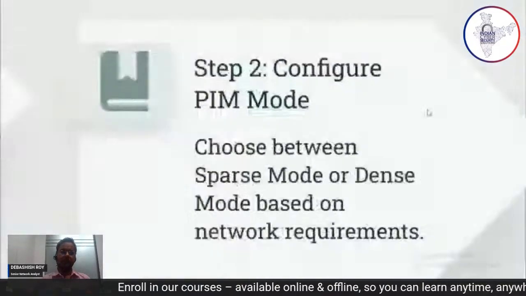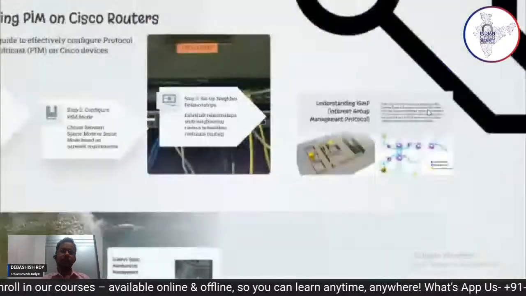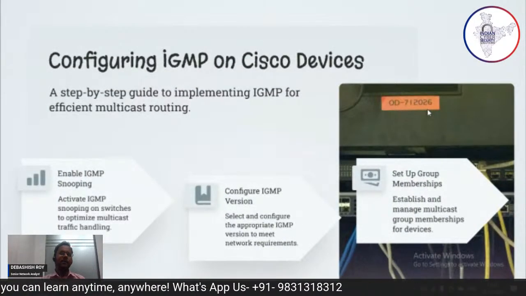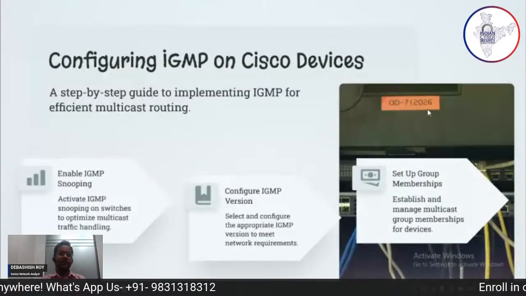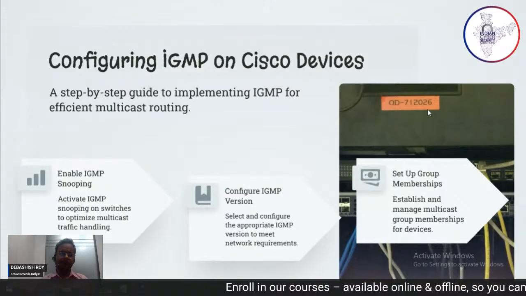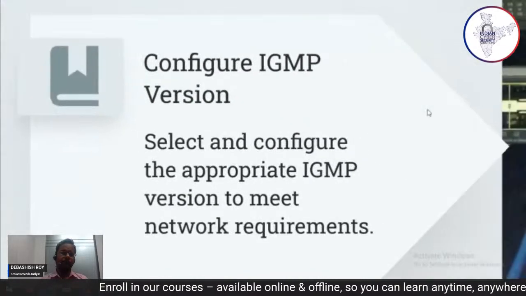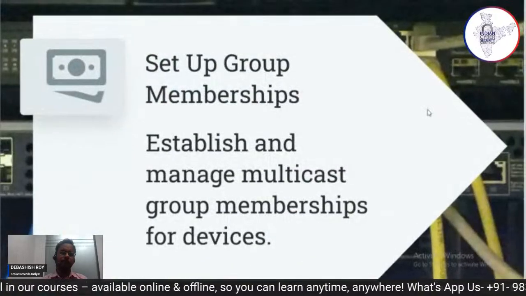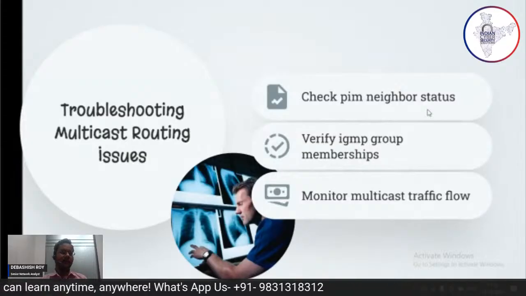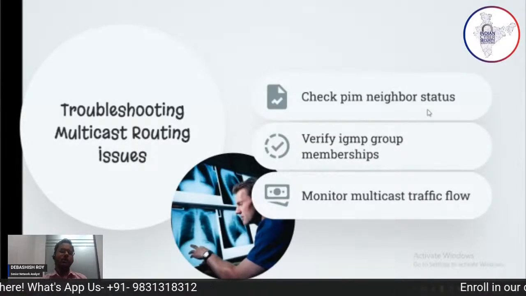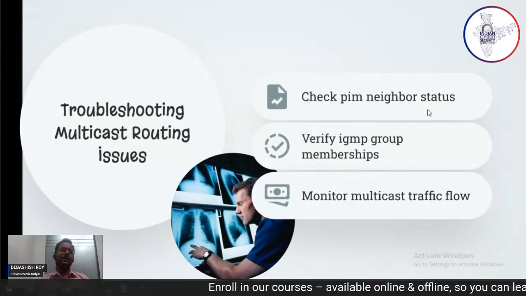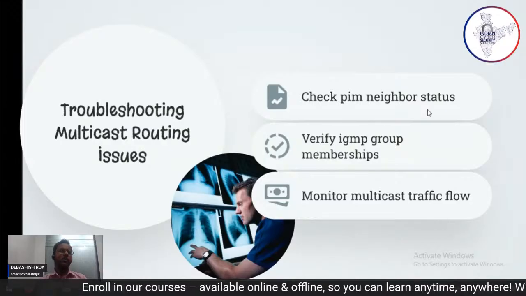So these things I've already discussed, and you have to configure IGMP snooping. You can do it so that the switch analyzes which interface is part of the multicast group. It is an optional feature. And you can also configure the IGMP version. You have to troubleshoot by checking the PIM neighborship status. If there are some issues happening in the multicast routing, verify IGMP group membership and monitor the multicast traffic flow. So this is the theory part, a brief discussion of multicast.